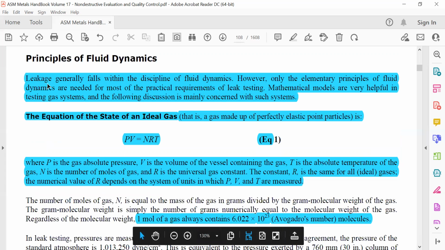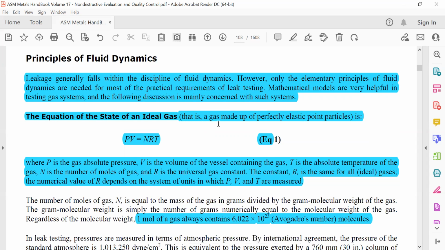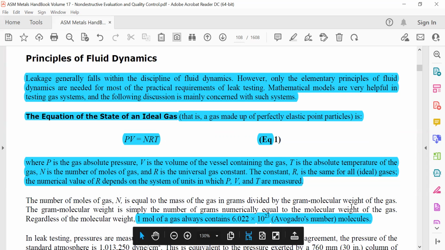Fluid dynamics. The equation of ideal gas is PV equals nRT. P is the gas absolute pressure, V is the volume, T is the absolute temperature, n is the number of moles, R is the gas constant. One mole of gas always contains 6.022 times 10 to the power 23 molecules, which is Avogadro's number.